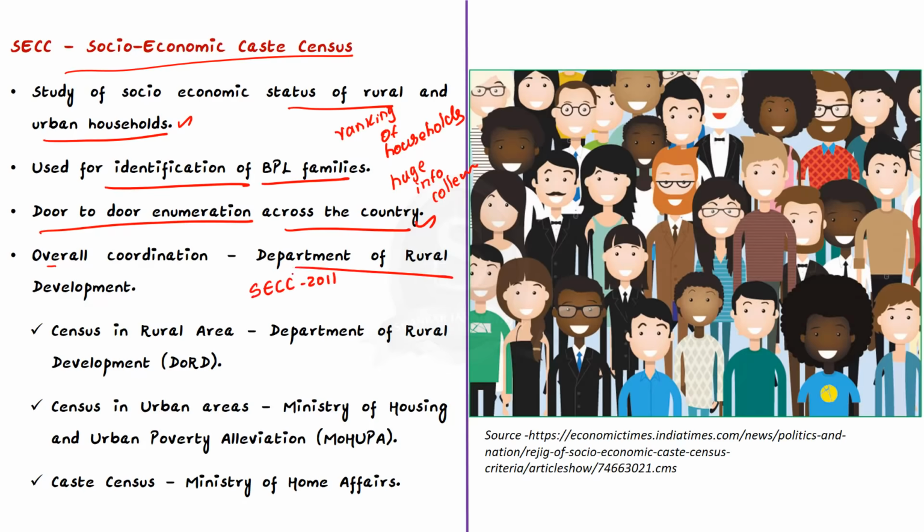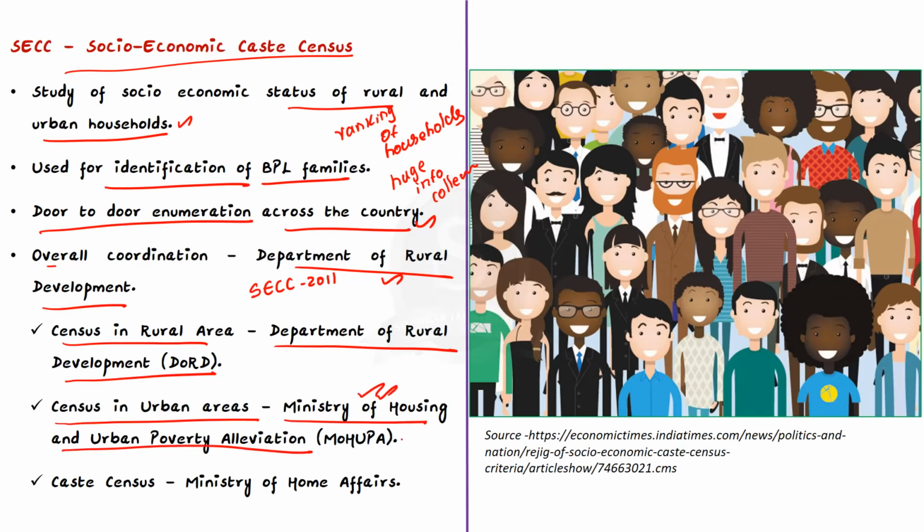The overall coordination was done by the Department of Rural Development in the Government of India. See, census in rural areas has been conducted by the Department of Rural Development. Census in urban areas is under the administrative jurisdiction of the Ministry of Housing and Urban Poverty Alleviation. Caste census is under the administrative control of the Ministry of Home Affairs. Note here that the last time the caste census was published was in 1931.